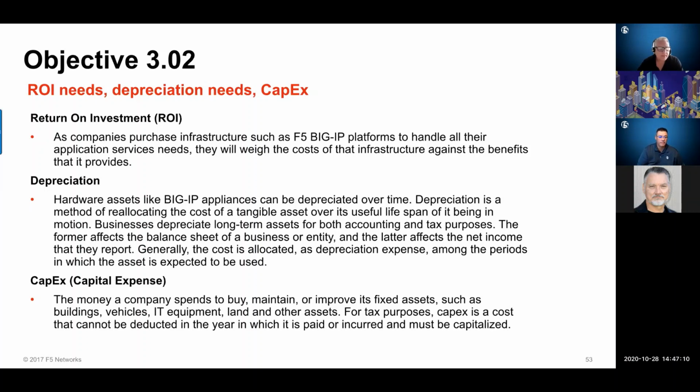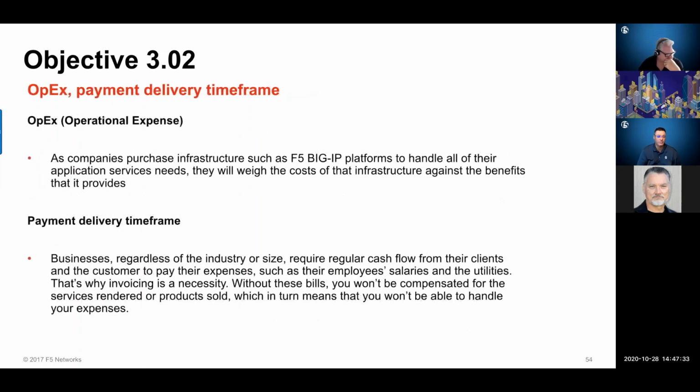Capital expenses too. The company needs money to buy things, and they track that for tax purposes. A capital expense is a cost that cannot be deducted in the first year; you have to do that depreciation like we mentioned. But companies are looking at moving from capital expense, or CapEx, to what's called OpEx, or operating expense, where maybe they're going to consume F5 as a service or on the cloud, and they just write off whatever they spend on it every year. That's another option.